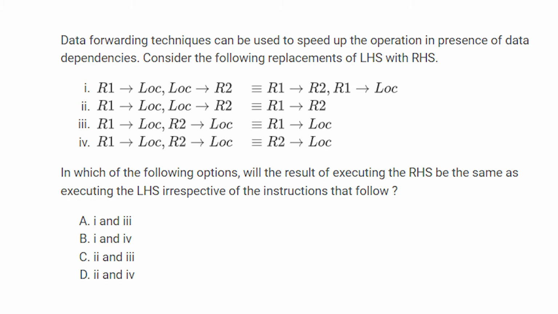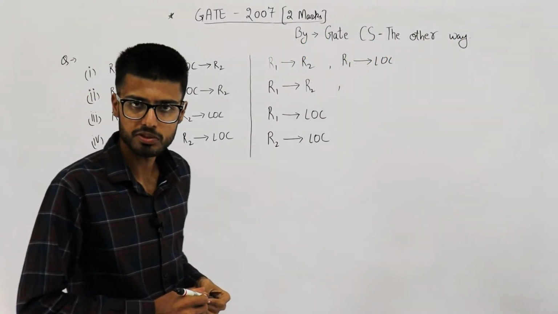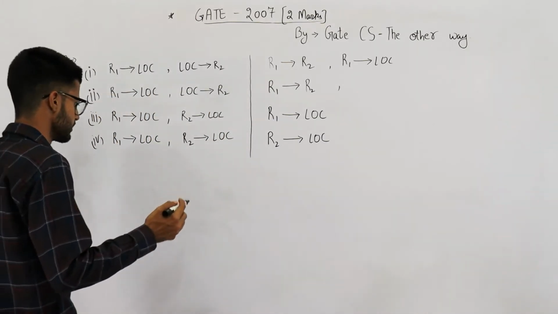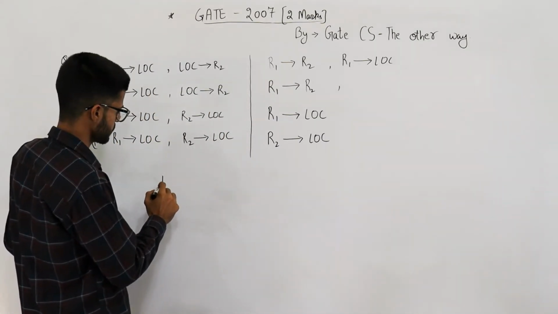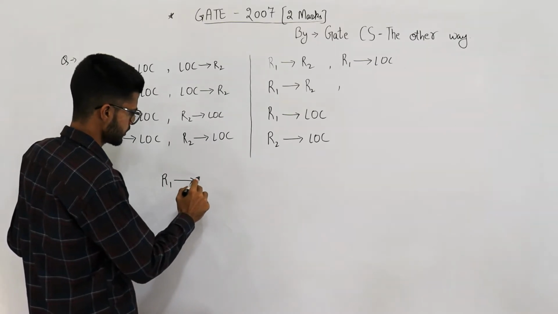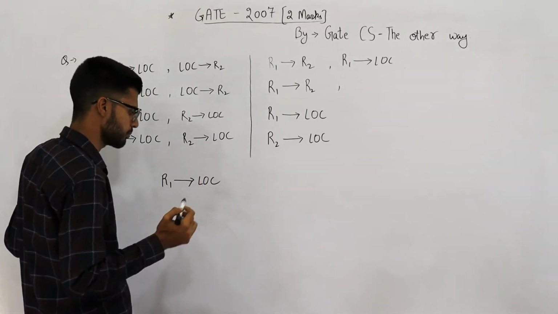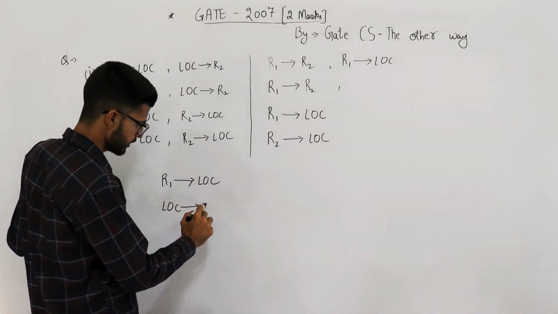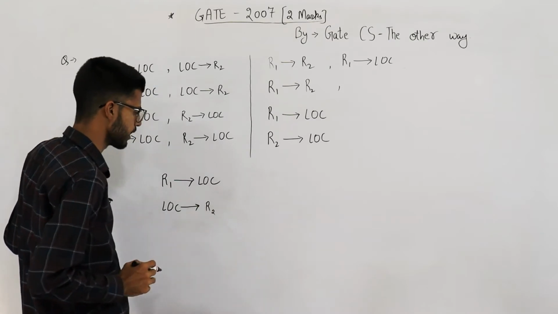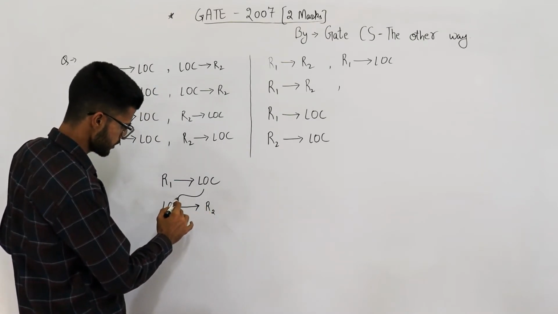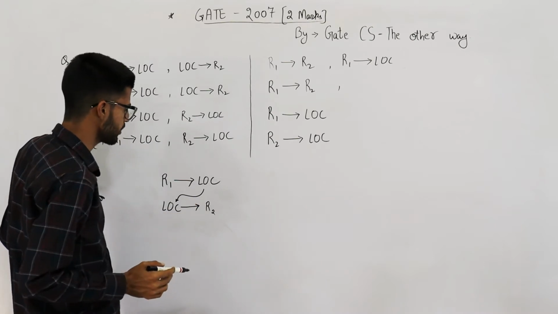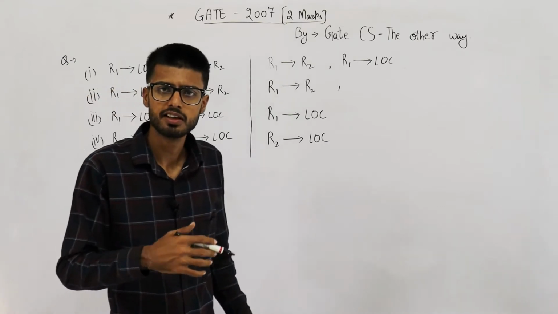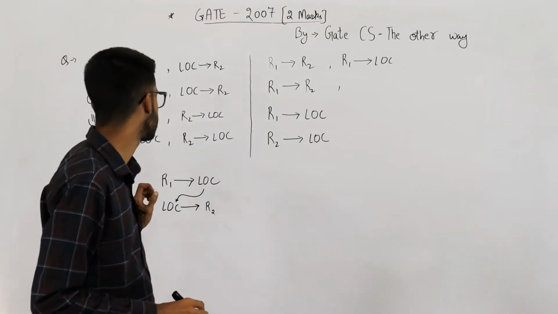So to completely understand this question, you need to know about two terms, that is data forwarding as well as data dependency. What is data dependency? For example, in this first option, register R1's value is being written into some memory location, and from that very memory location, we are again reading the value and copying it into register R2. Here you can see we have this data dependency. That means the value which is being written by first instruction is being used or read by the second instruction.